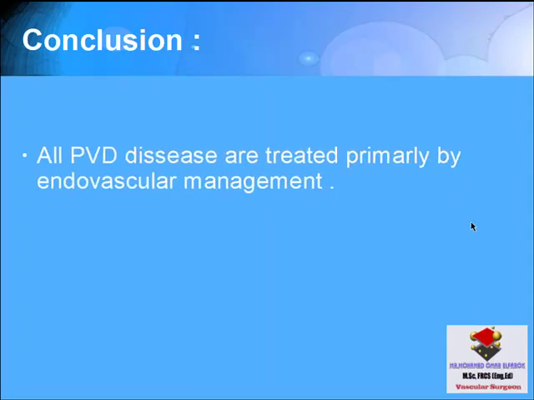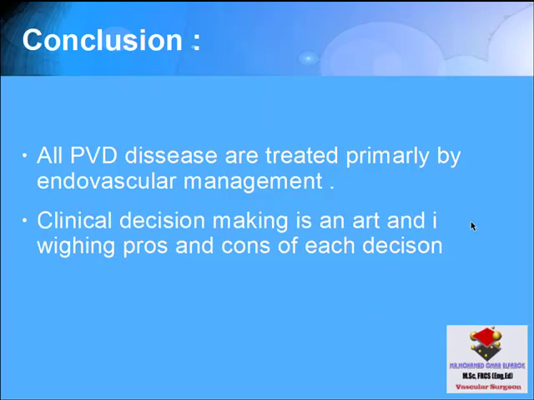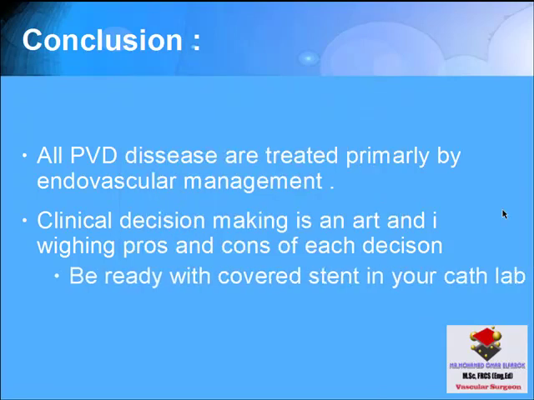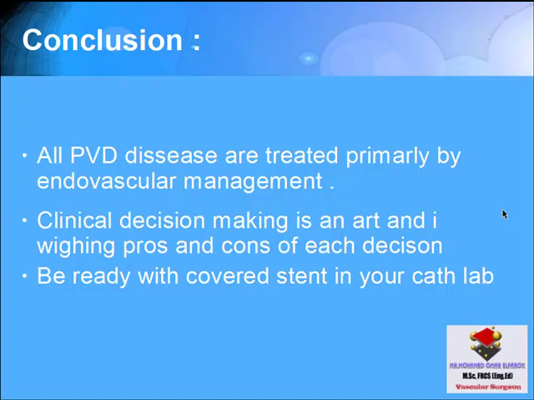My conclusion and take home message is that all peripheral vascular disease is treated primarily by endovascular management as the first option. Clinical decision making is an art, and you must weigh the pros and cons of each decision you are making, and be ready with the covered stent in our cath lab. I think a peripheral covered stent and a renal covered stent again are essential in cases of rupture of the superficial femoral artery or renal artery.